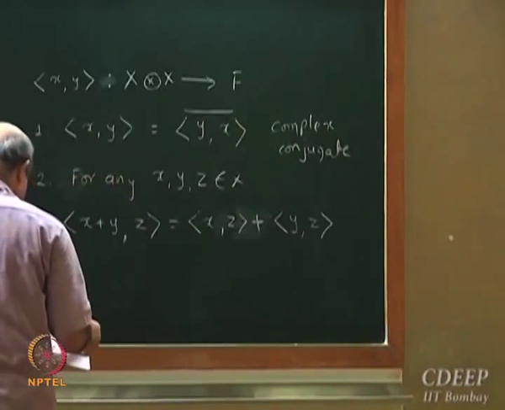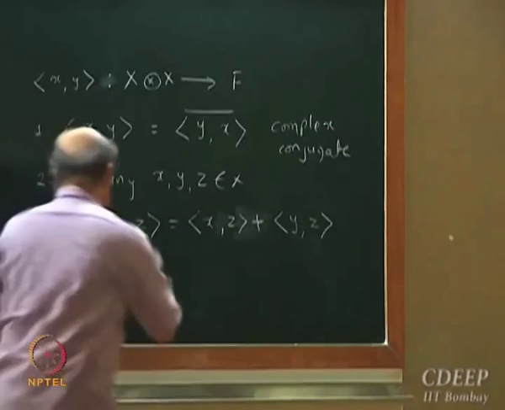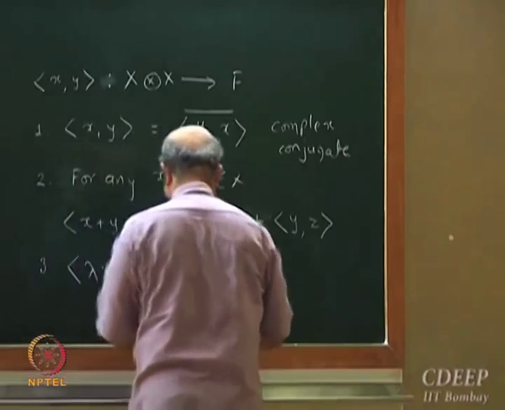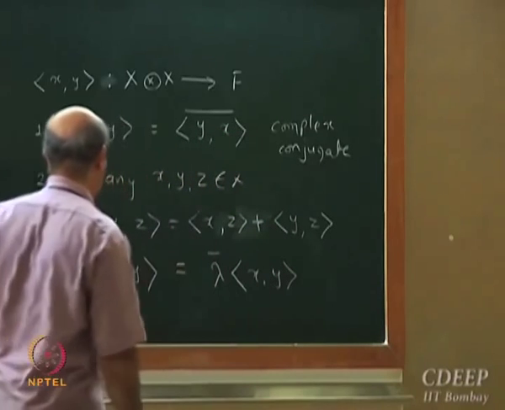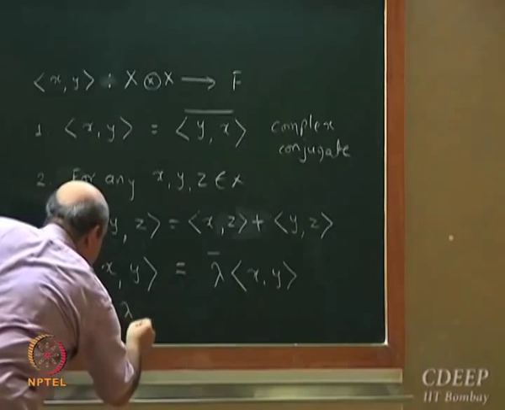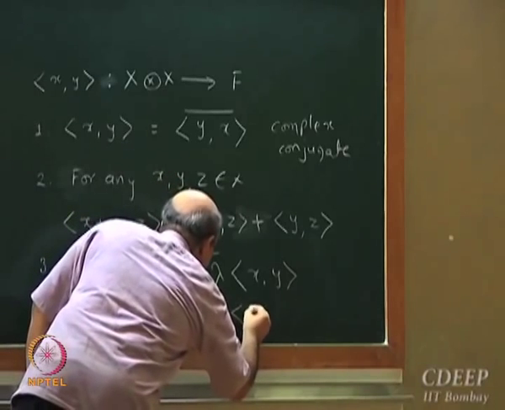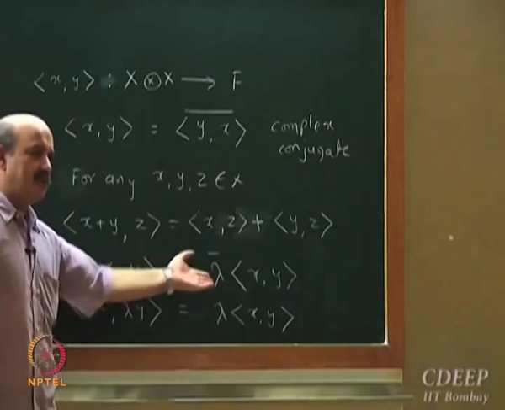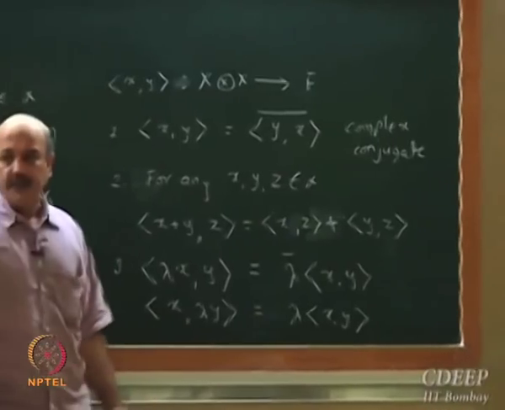So what is the third important property? The third important property is that if I take a scalar lambda and multiply it with x, then this is same as lambda bar, but the way it happens with the second element and the first element is different in the inner product. Well, if you are working with real numbers, these both results are same because lambda bar is equal to lambda. So if you are working with complex numbers, you need to separate these two equalities.